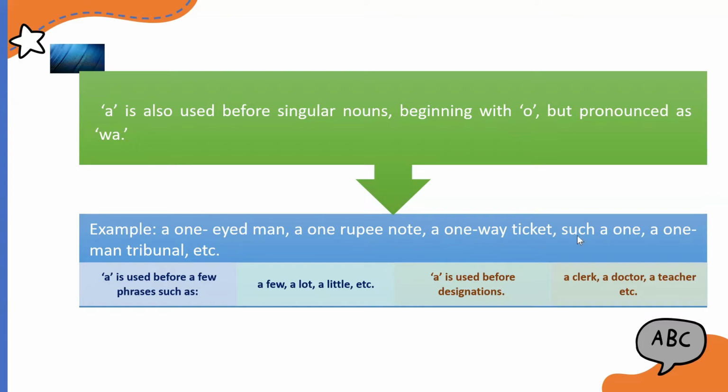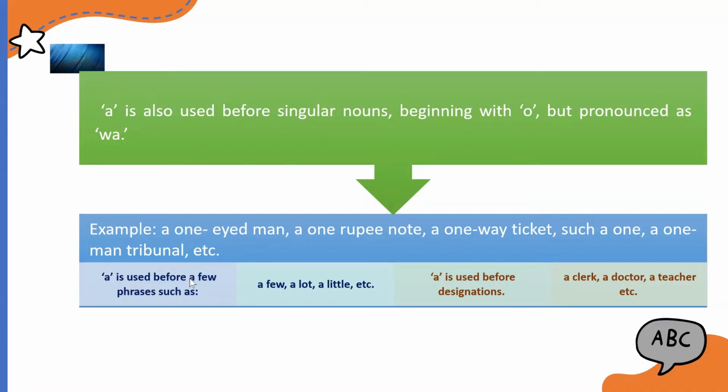Please remember, such a one-man tribunal, etc. Once again, a one-eyed man, a 1 rupee note, a one-way ticket, such a one-man tribunal. So when there is a W sound, make use of "a." When we say A, B, C, D, we don't say "uh, B, C, D," we say A, B, C, D. But when "a" comes in a sentence, it is pronounced as "uh."